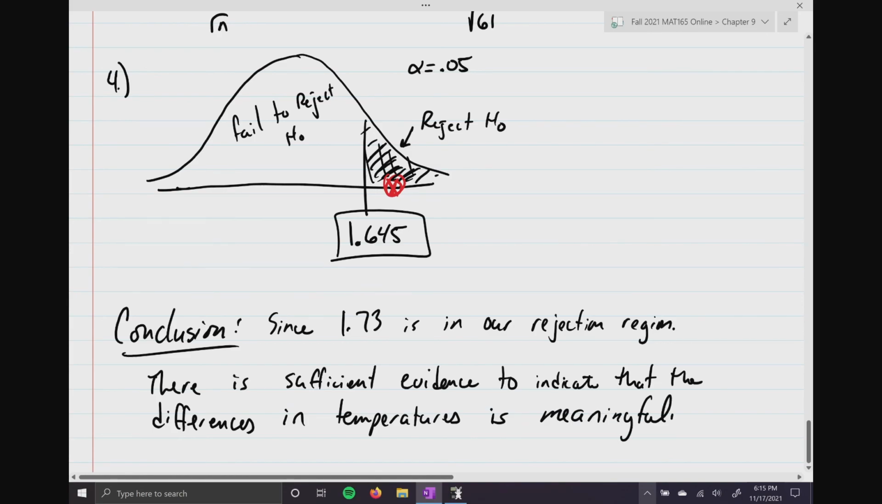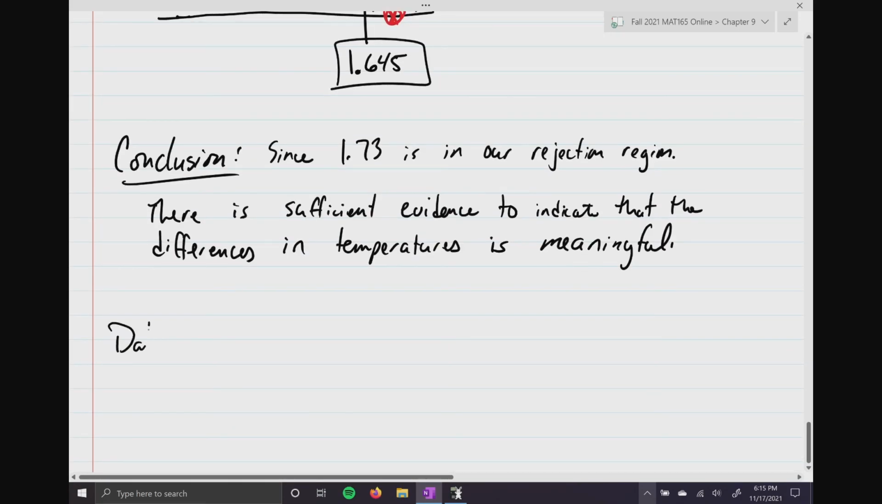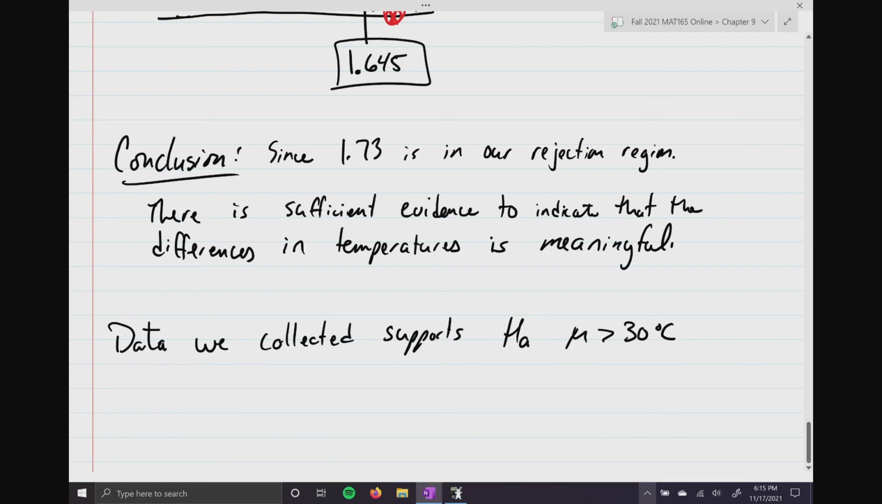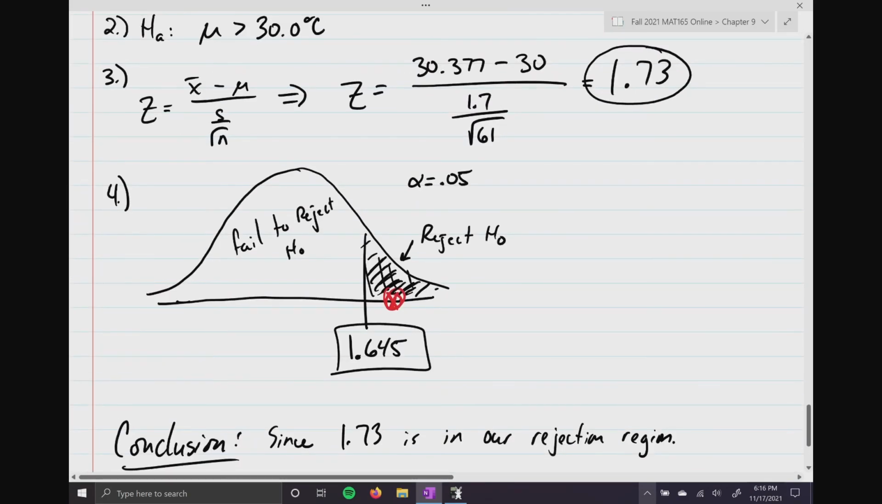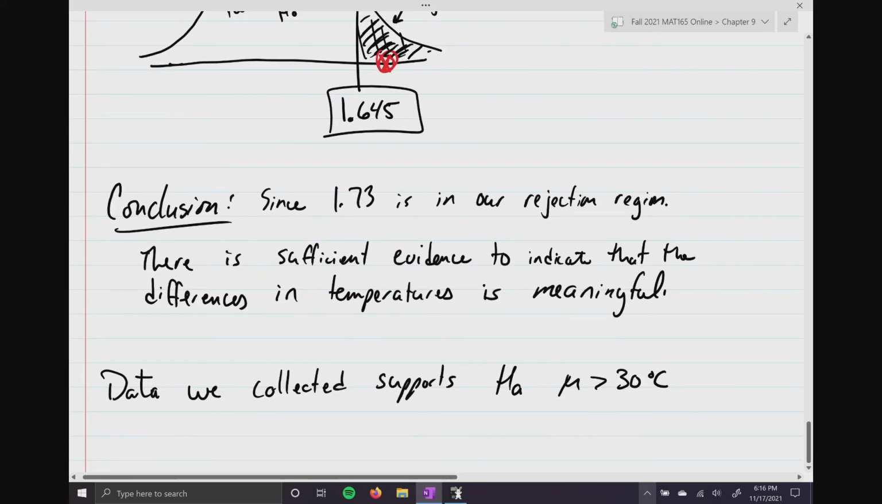Okay, which means that the data we collected supports the alternative hypothesis that the mean temperature is greater than 30 degrees Celsius. It doesn't mean that the mean temperature is what we calculated it to be, which was 30.377. What it means is the data we've collected is showing evidence that the temperature of the water is actually increasing. Okay? So I hope this helps.